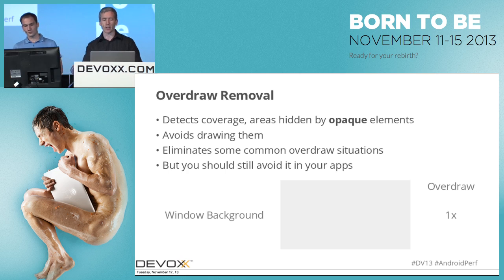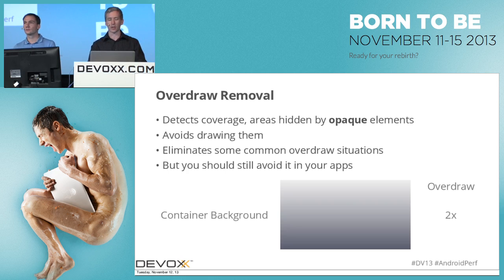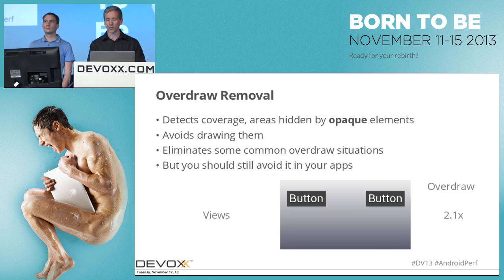So here's an example in the typical case where you have a window background. So we're going to draw the window background here. We've just had 1x overdraw. We drew basically the size of the screen or the size of the window. And then you have a container that completely covers that window. You specified some nice gradient in the back of it, completely covered the window background. Now you've overdrawn the screen twice. And then you have some views in your application which are going to increase the overdraw. The views are fine. The container background and the window background, not so fine.